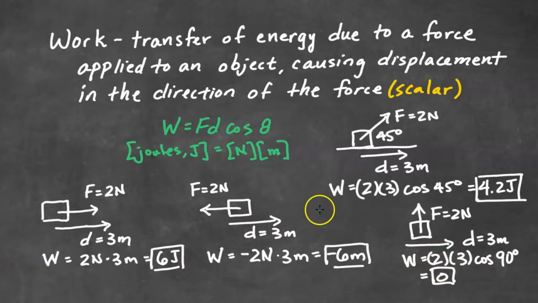So why do we care if work is positive or negative or 0? Well, work tells us the transfer of energy going into or out of a system. A positive work means energy is transferred into the system, and negative work means energy is transferred out of the system. We'll see more of the significance of this later as we talk about energy.